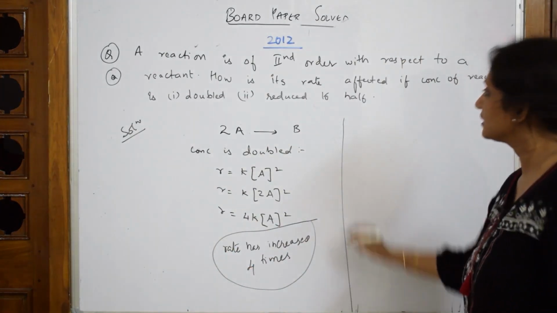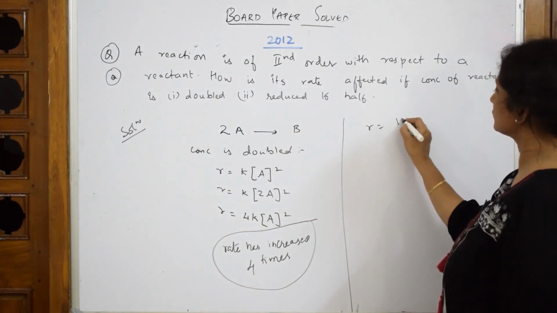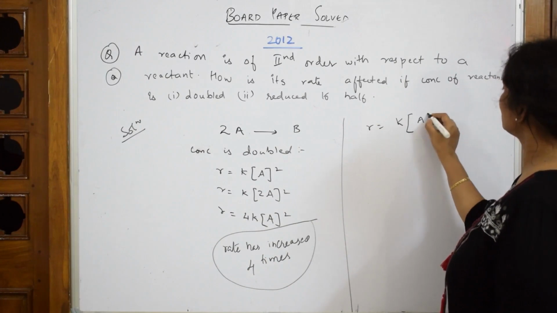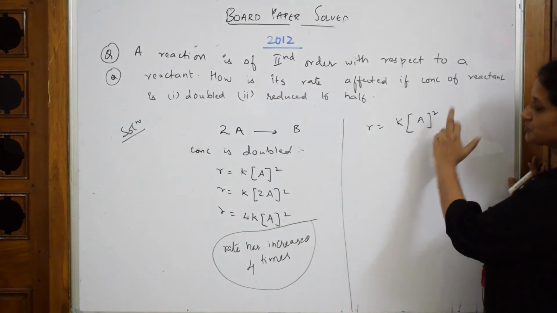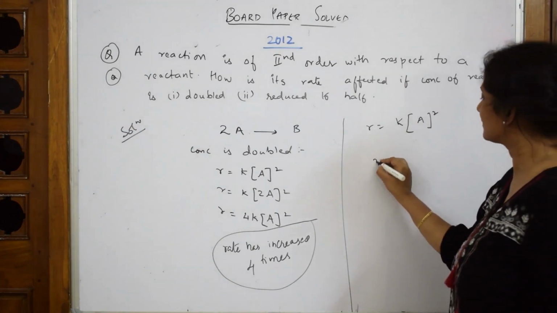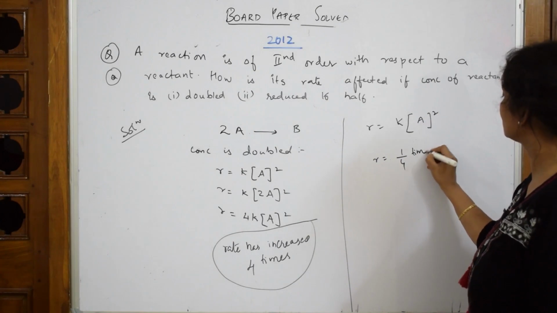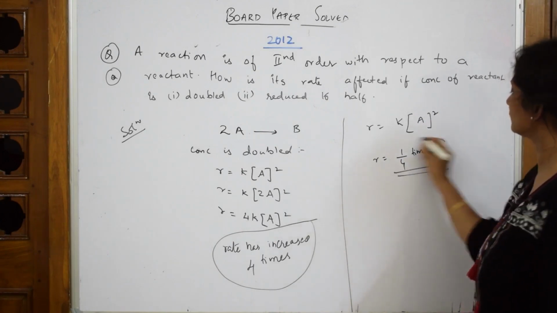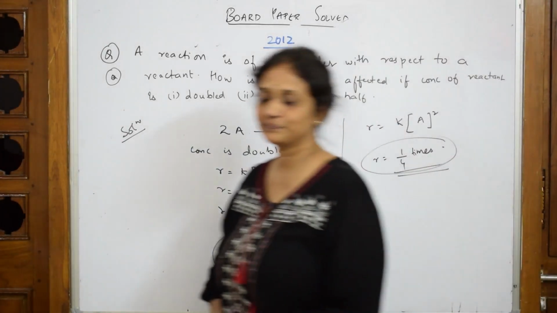Let us come back and write. They've given that it is reduced to half. Simple. The same rate of the reaction, it is reduced to half. So it's already A raised to the power of 2. Reduced to half means the rate becomes 1/4 times, isn't it? Simple logic, right? 1/4 times. This is what the change is. Rate becomes 1/4 times of the original.